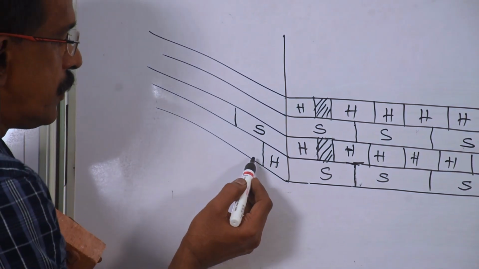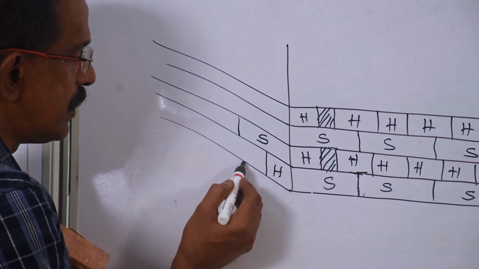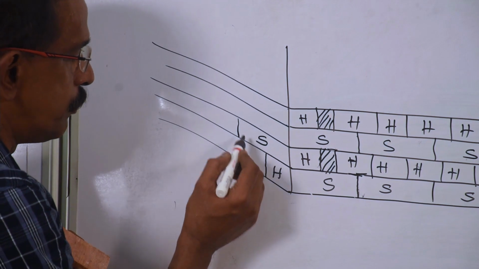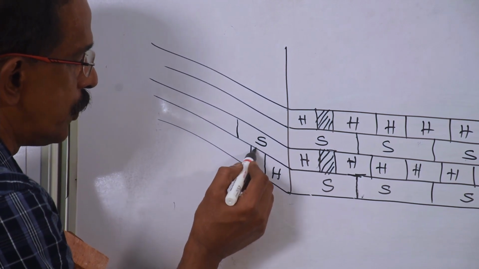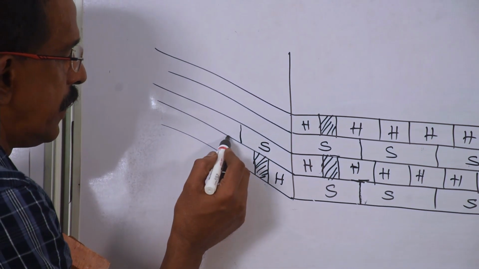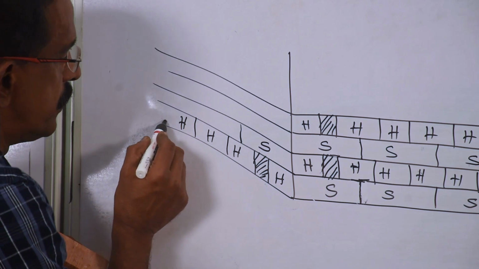Okay. Now can you say which piece is used here? You can't keep a header over here. If you keep a header, again the joints will come one above the other. So to avoid that, you have to use a queen closer here. Then header, then header, then header.